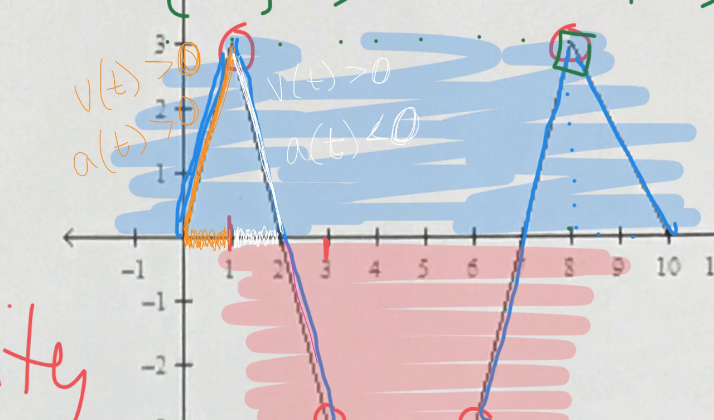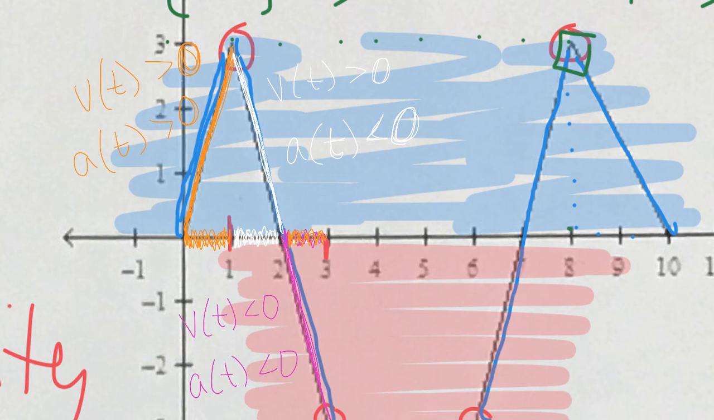Okay, now let's look at another interval. How about from 2 to 3? Down here, our velocity is negative, and our acceleration is also negative. So between 2 and 3, our speed is increasing because our signs are the same. They're both negative. That one should be orange, right? Orange is increasing speed between 2 and 3.